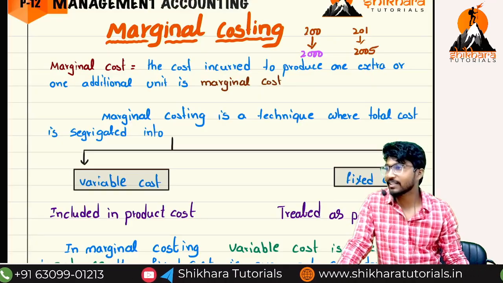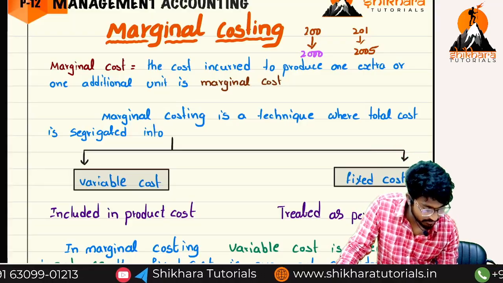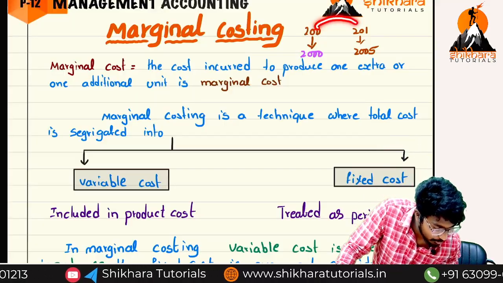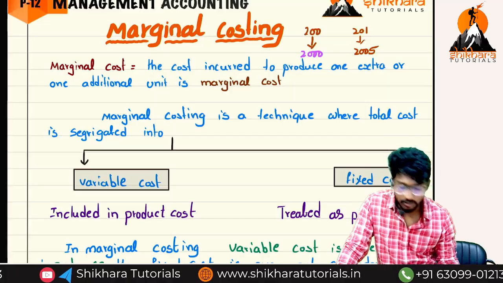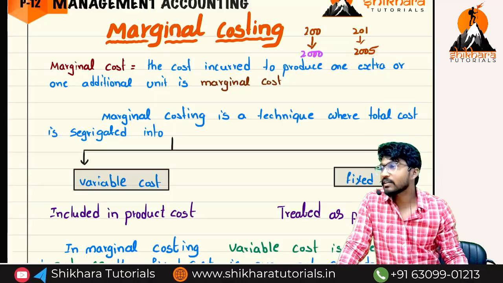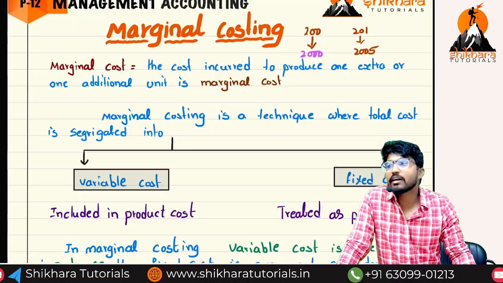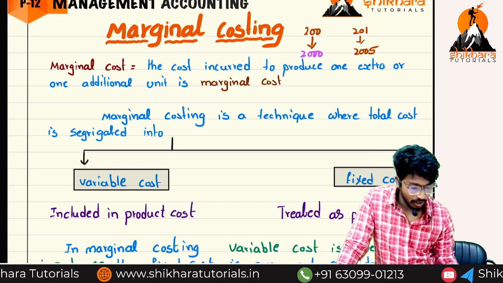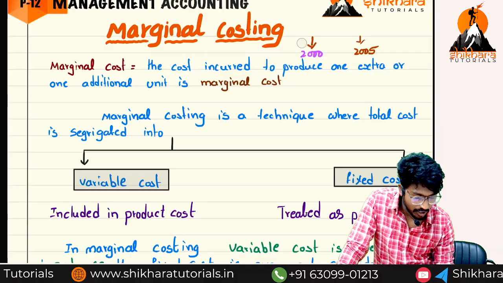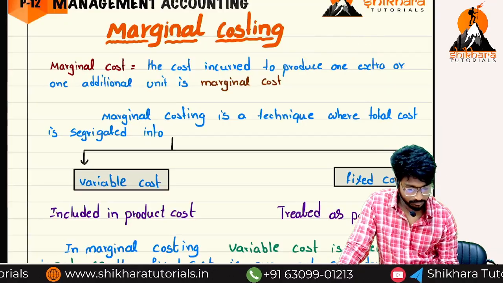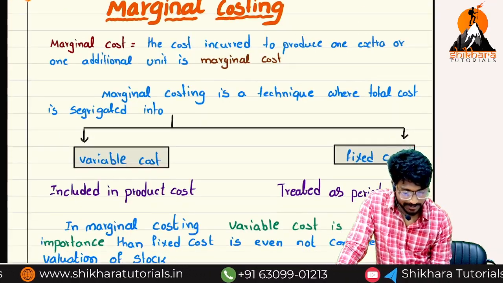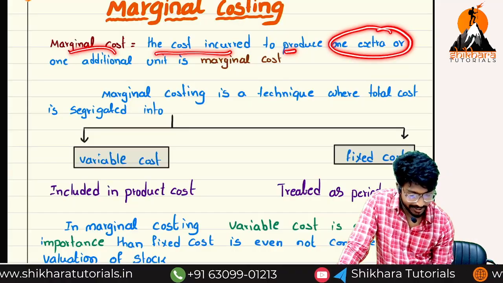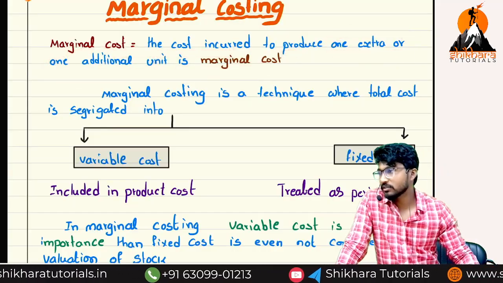Now what is my marginal cost? My marginal cost is the difference between these two. How much is it? 5 rupees. For producing one additional unit, I am incurring an extra 5 rupees. That 5 rupees is my marginal cost. It is also called variable cost. Always, variable cost is marginal cost only. The cost incurred to produce one extra or one additional unit is marginal cost.